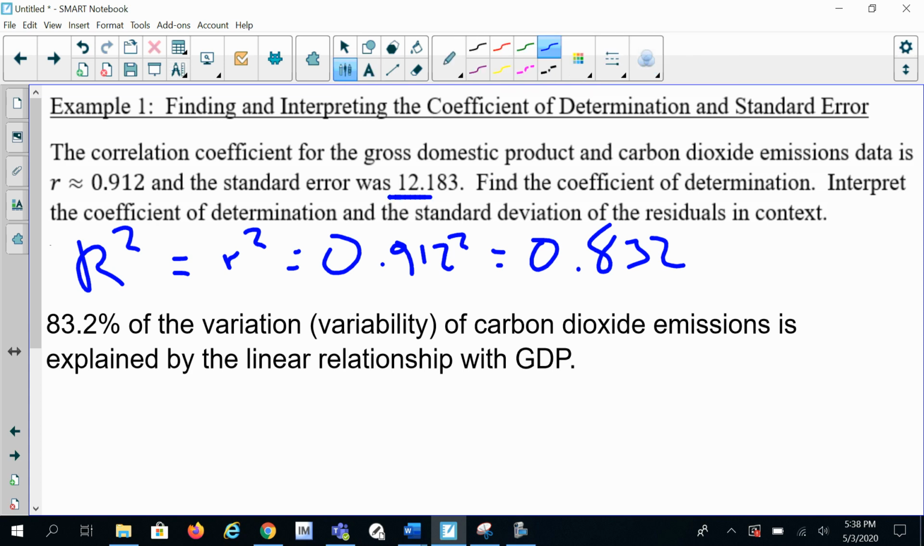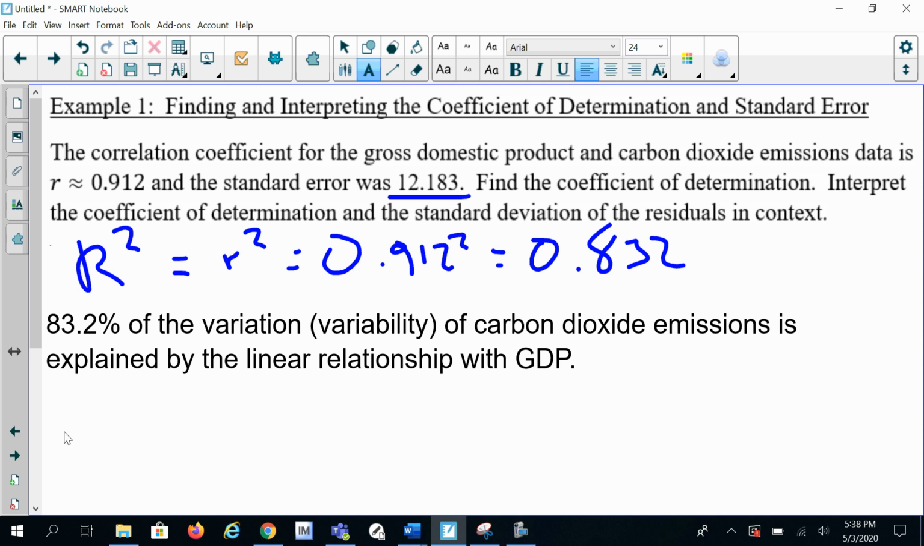So now we want to interpret S. So S is right here, the standard error or the standard deviation of residuals, whatever. So we have 12.183. Now recall standard deviation retains units. So if you do have units, you want to include them with this interpretation. I take that back. So we're not going to list the units. Well, yeah, we'll list the units. Okay, so we'll list the units. Sorry, just had a little thought there.